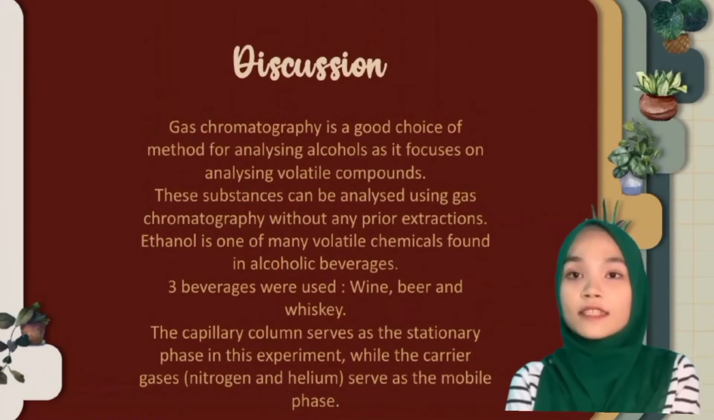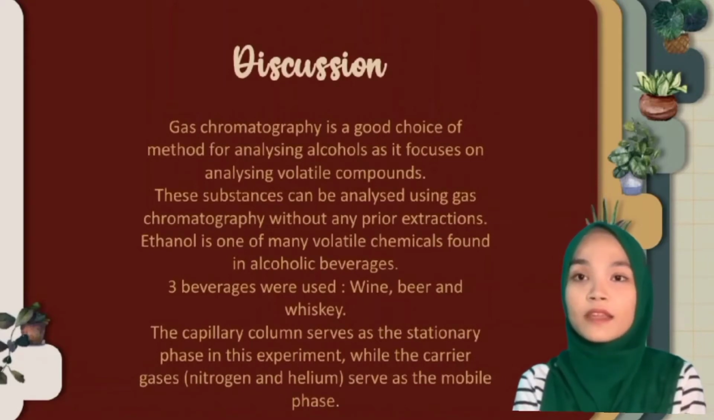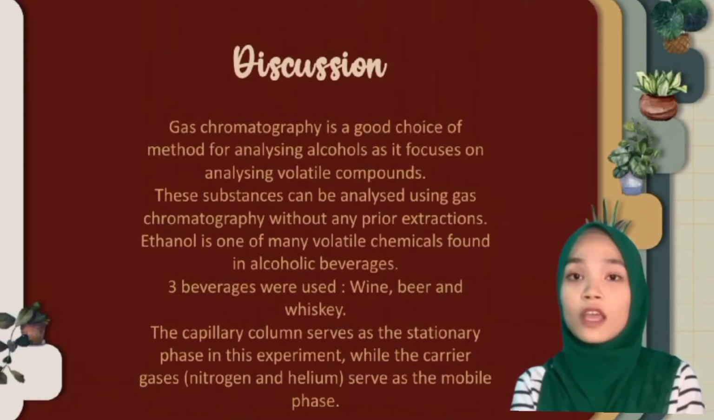For discussion, gas chromatography is a good choice of method for analyzing alcohols as it focuses on analyzing volatile compounds. These substances can be analyzed using gas chromatography without any prior extractions. Ethanol is one of many volatile chemicals found in alcoholic beverages. Three beverages were used, which are wine, beer, and whiskey. The detector used is the flame ionization detector or FID. It is good at detecting hydrocarbons.